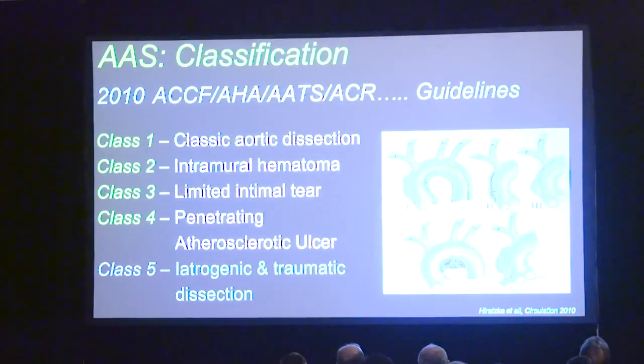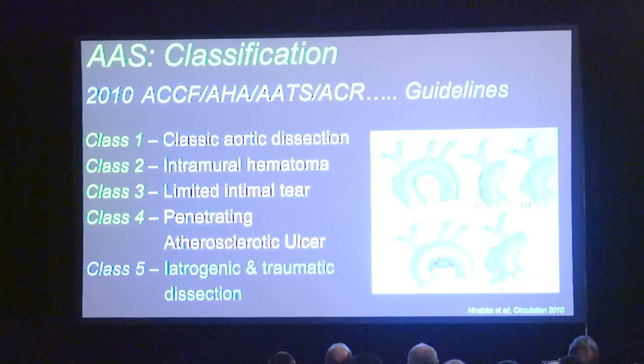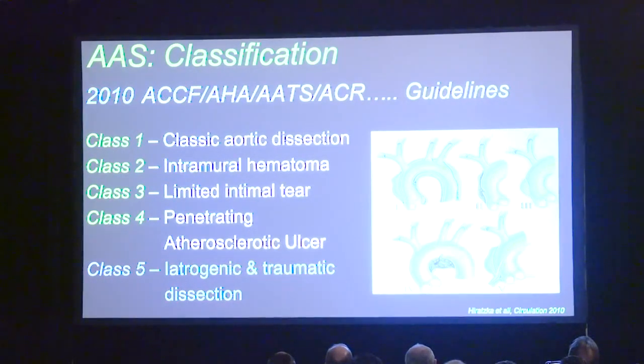So in 2010, these acute aortic syndromes were classified into 5 different classes. Class 1 is the classic aortic dissection. Class 2 is intramural hematoma. Class 3 is limited intimal tear. Class 4 is penetrating atherosclerotic ulcer. And Class 5 is iatrogenic and traumatic dissections, which I'm not going to discuss.